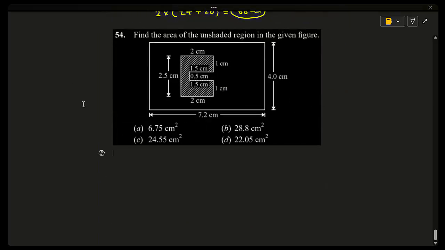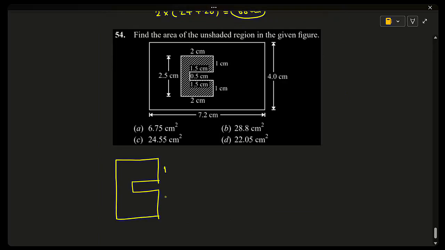Fifty-fourth one. Find the area of unshaded region in the given figure. So to find the unshaded figure, first find the shaded region, then we can go for subtraction. To find the shaded region, let us divide it into some parts. This is the shape. We want to find the area.